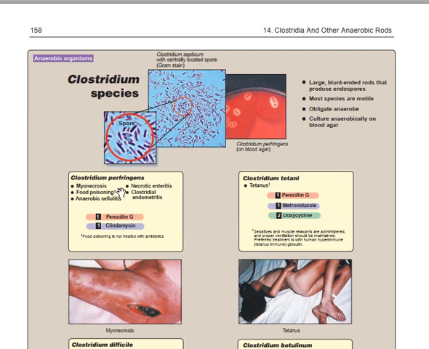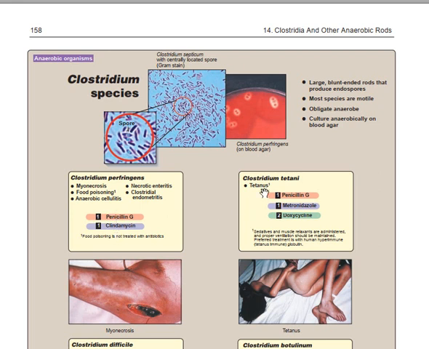So what are the causes of disease in Clostridium perfringens? You have myonecrosis, you have food poisoning, you have anaerobic cellulitis, you have necrotic enteritis, and you have Clostridial endometritis. To treat Clostridium perfringens, you just use penicillin or you use clindamycin.